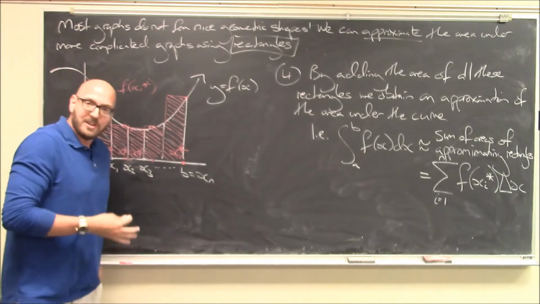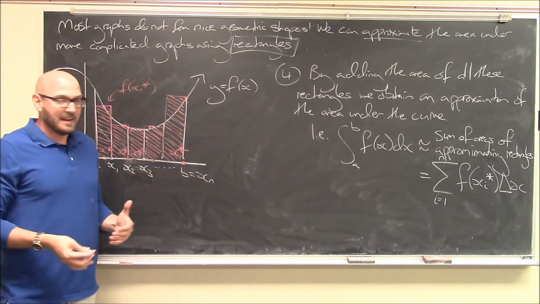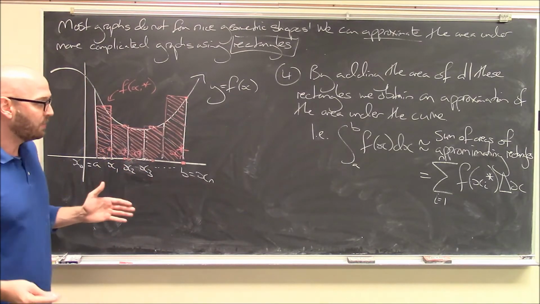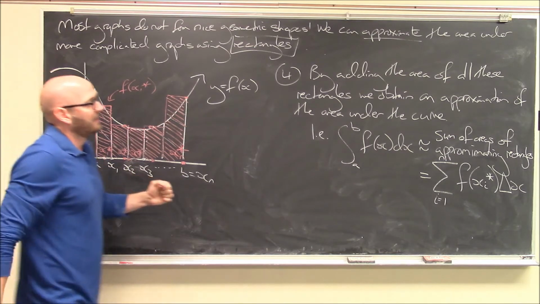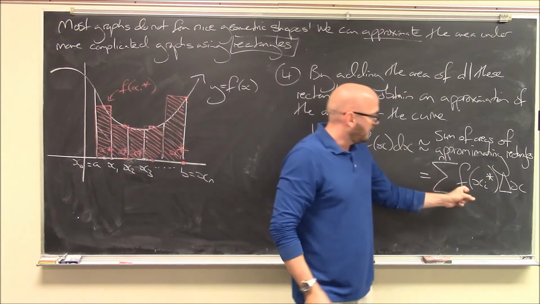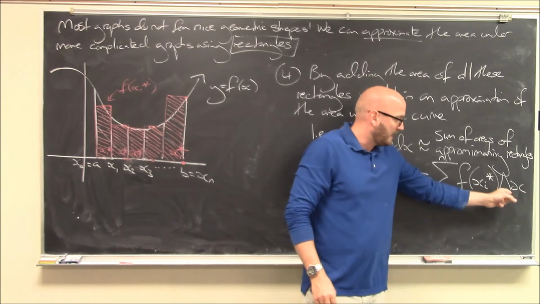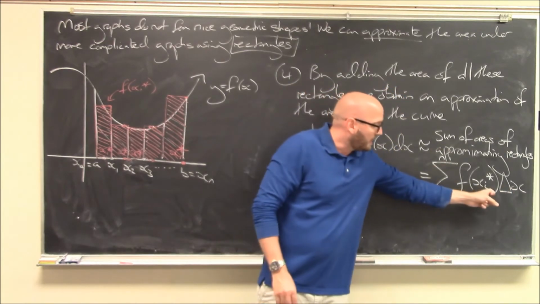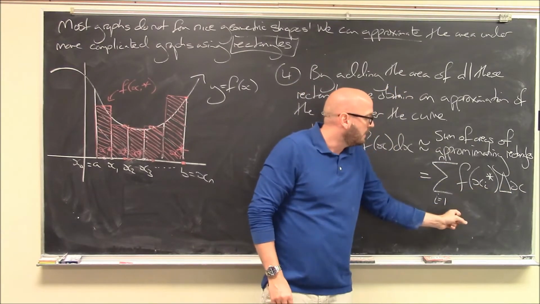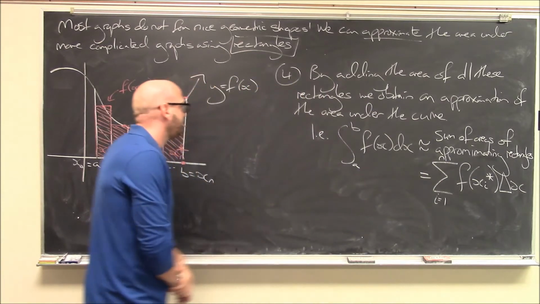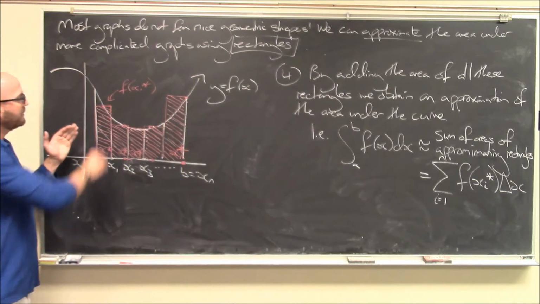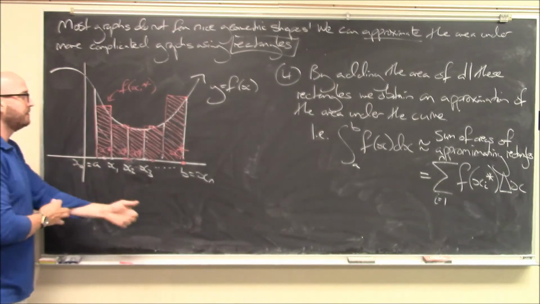Don't worry too much about this notation. It is indeed, I admit, kind of scary looking. We're not going to have to work with it in general. But this just says take the area of each rectangle and add them all up. So let i range from the first rectangle to the nth rectangle. And that gives us an approximation for the area under the curve.